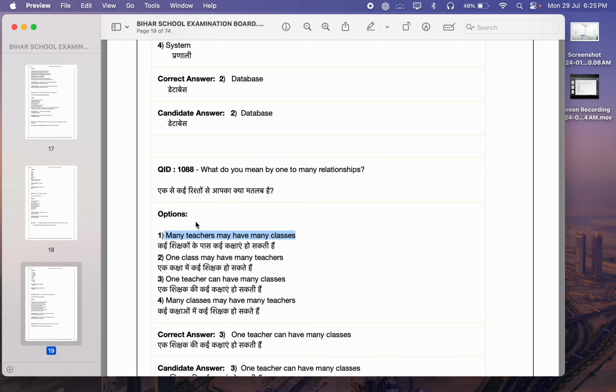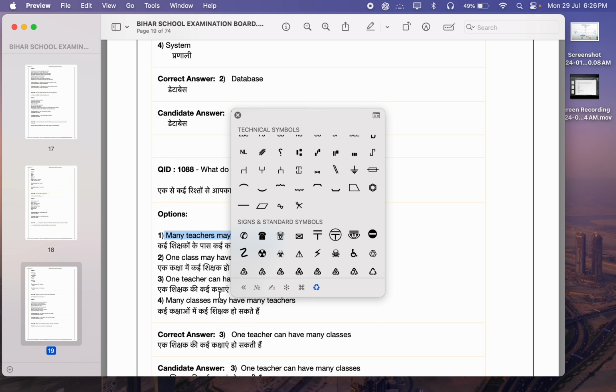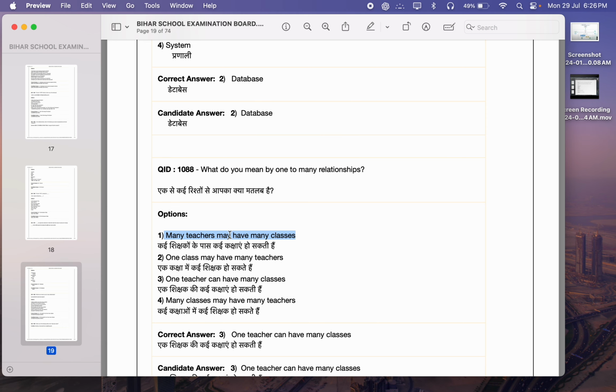Many teachers have many classes means that, let's think about it this way. Can a teacher have many classes? True. Can one class have many teachers? If you think about it at the same time, no. But if you think in a single day, yes, one class can have many teachers. So that's why it's a bit tricky question.